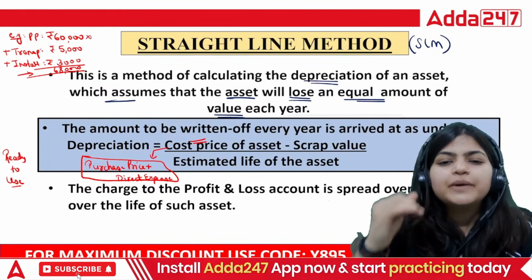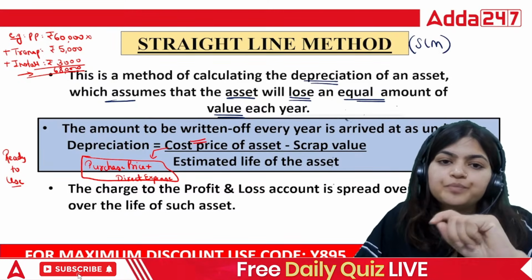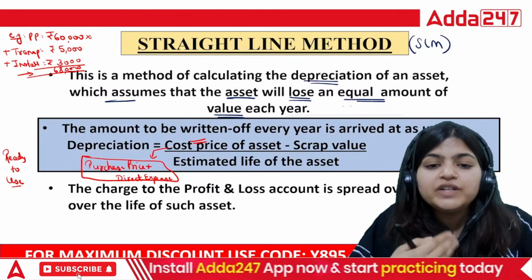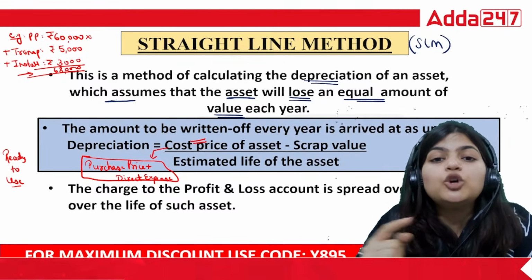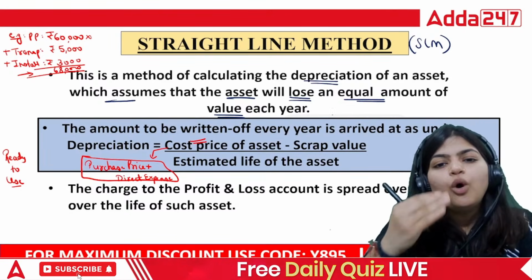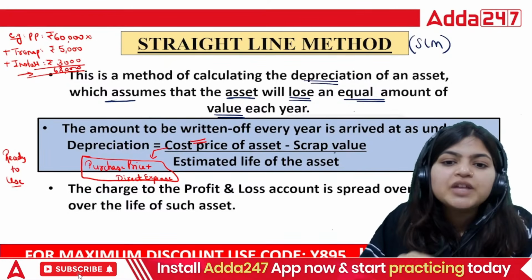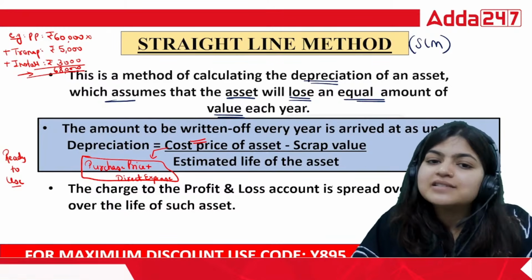Remember this point, because so many times in exams they ask questions based on this pattern. We don't know which amount we need to take, cost or purchase price. So we need to take cost price. Cost means the purchase price plus all the expenses that you have incurred. So the right answer of this question is going to be 68,000 and not 60,000.